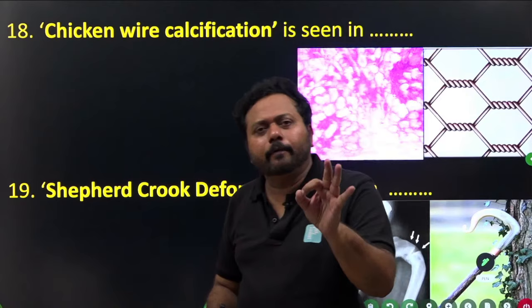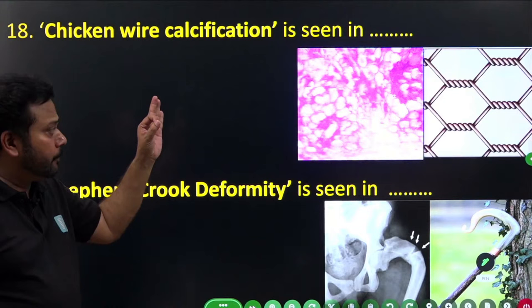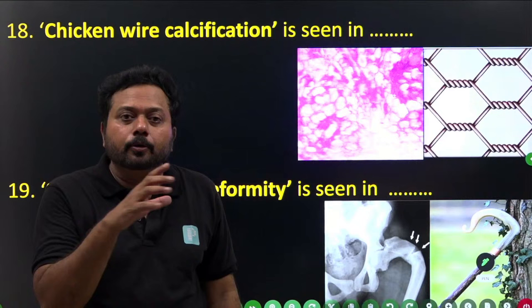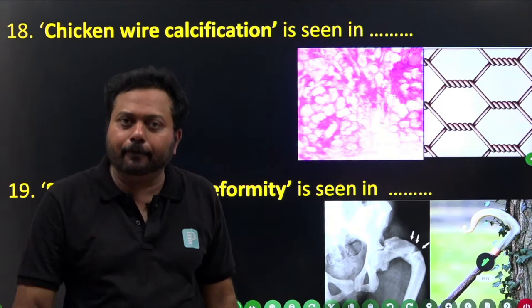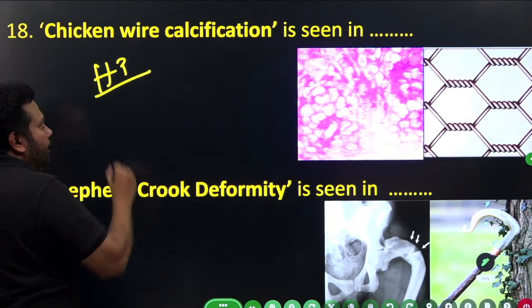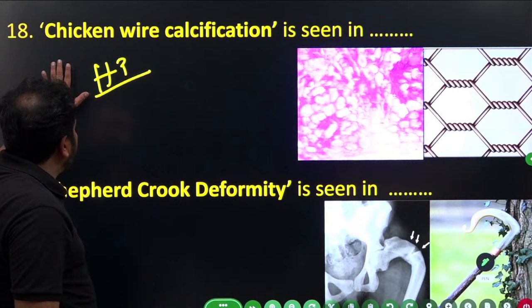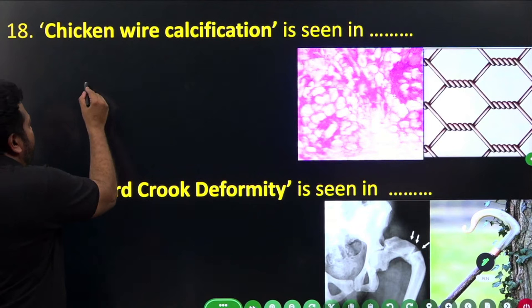Chicken wire calcification is seen in... First of all, you should know that so far what we have seen are radiological findings, but this is not a radiological finding. Chicken wire calcification is a histopathological finding. Chicken wire calcification is seen in which tumor? You know the answer. It is once again chondroblastoma.